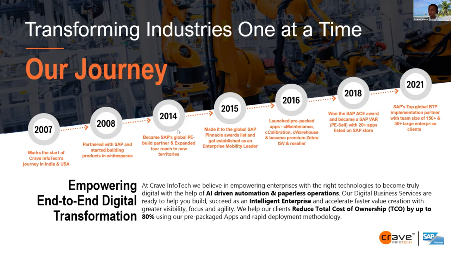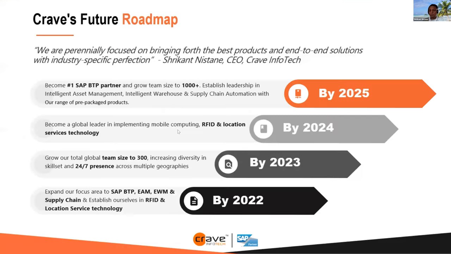This is about Crave. This is our journey from 2007 till today, a 14 year old company, and several milestones during the journey. We are an SAP partner. I have some other slides where we can talk about that. We have several partnerships with SAP and Zebra. This is our plan for the next 4 years. Relatively aggressive plan, growth, size, focus.